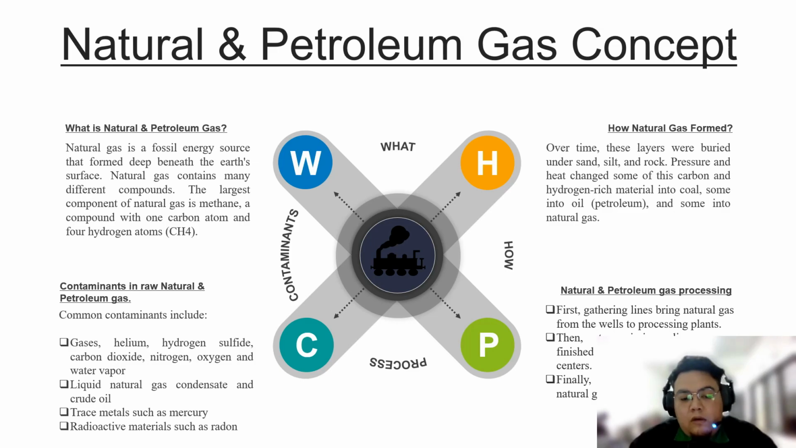There are common contaminants in natural and petroleum gas, which first are gases: helium, hydrogen sulfide, carbon dioxide, hydrogen, oxygen and water vapor. There are also liquid contaminants in raw natural and petroleum gas, which are liquid natural gas condensate and crude oil, trace metals such as mercury, and radioactive materials such as radon.